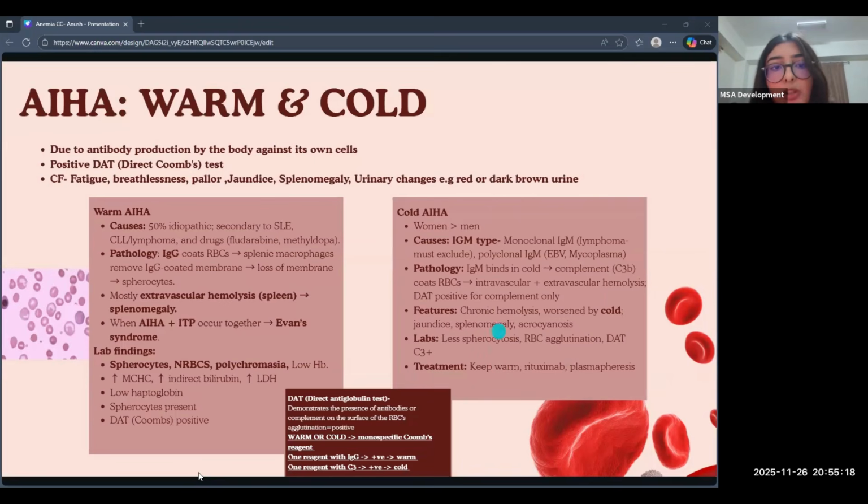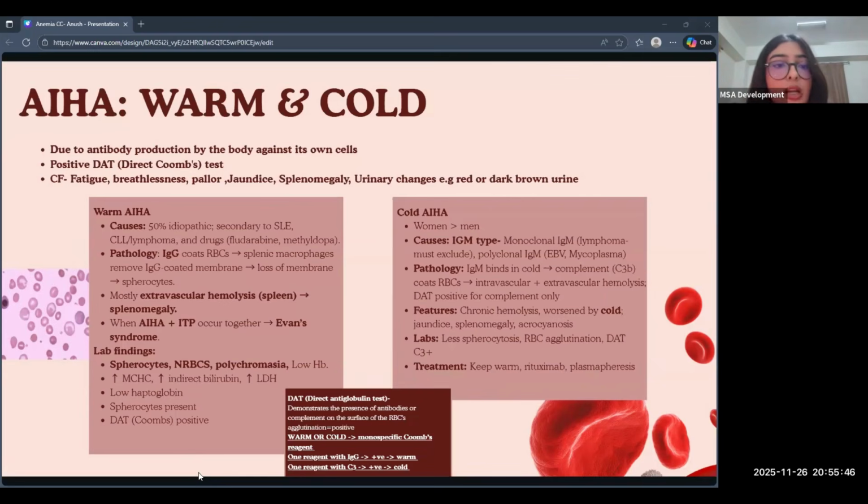So the features here would be chronic hemolysis that gets worsened by the cold because it's cold AIHA. And there's jaundice, splenomegaly, and acrocyanosis. Now the labs would show fewer spherocytes, and that will be positive for C3 only. So the treatment here is keep the patient warm. That's simple. You could also give rituximab or plasmapheresis, but rituximab is more like a second or third line therapy, so it's not very essential.